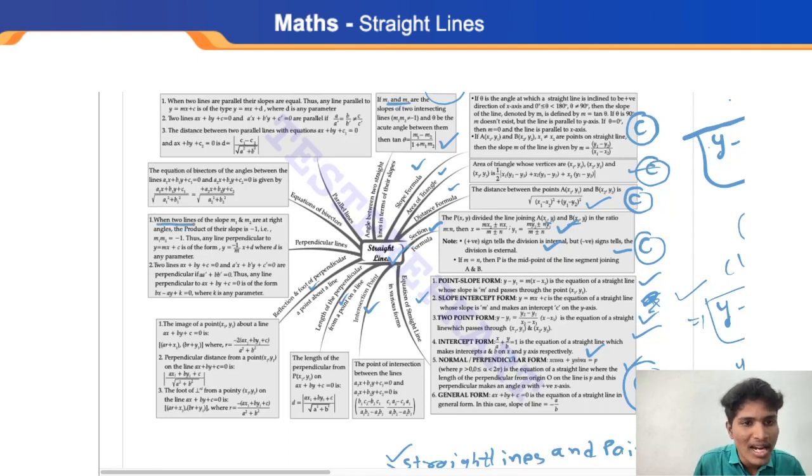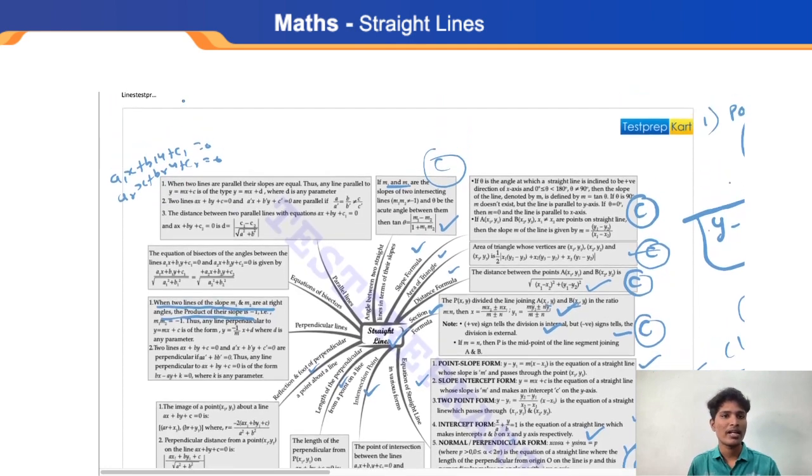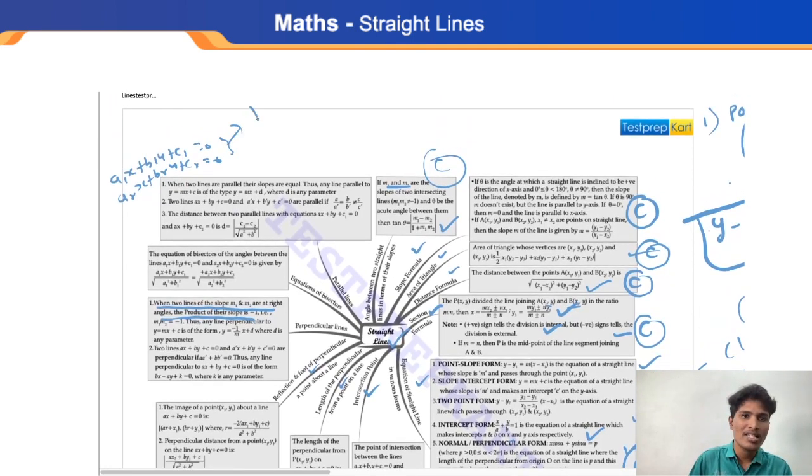When two lines of slope m1 and m2 are at right angles, the product of the slopes is -1. I already explained. There are two straight lines, that is a1x plus b1y plus c1 is equal to 0, and another straight line a2x plus b2y plus c2 is equal to 0. Suppose these two are the straight lines. We say these straight lines are perpendicular when their slope product, m1 into m2, is equal to -1.